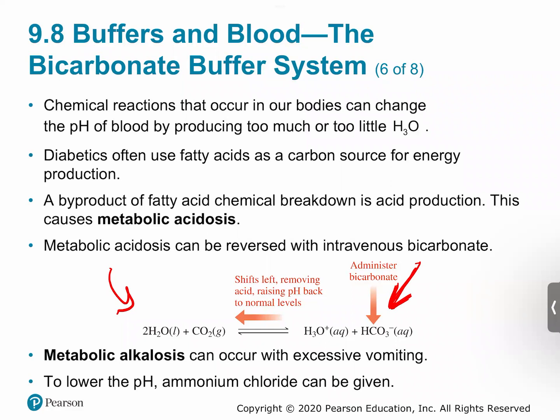And in opposition, when the blood is too alkaline, that's metabolic alkalosis. So here there are not enough hydronium ions, too little H3O plus. That can happen if somebody's been throwing up too much for different reasons. In that case, the pH is going to maybe be higher than 7.6, and by a good bit possibly. So to lower the pH, they'll give ammonium chloride.